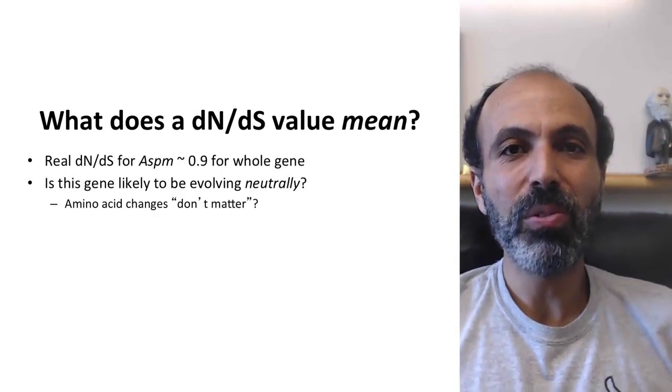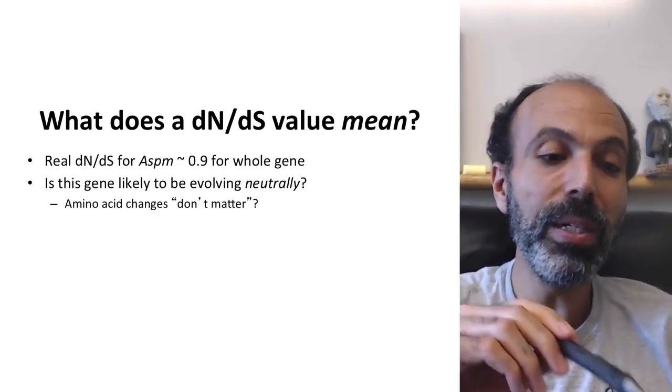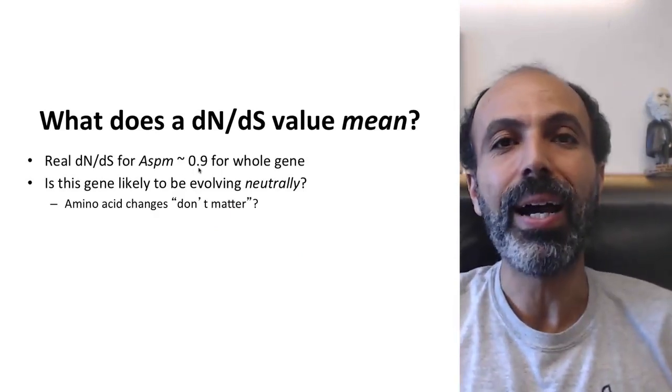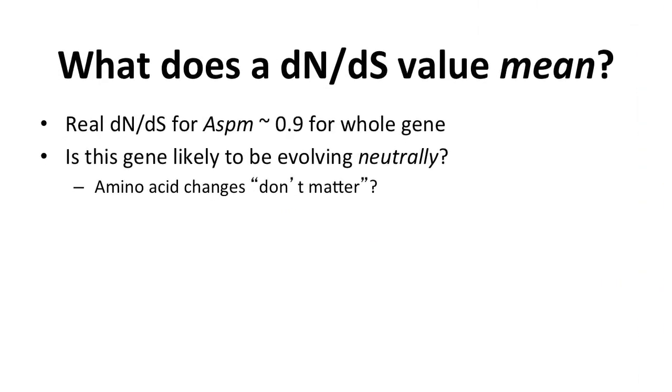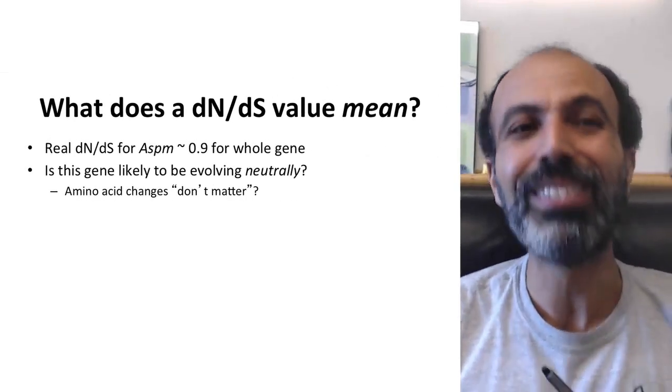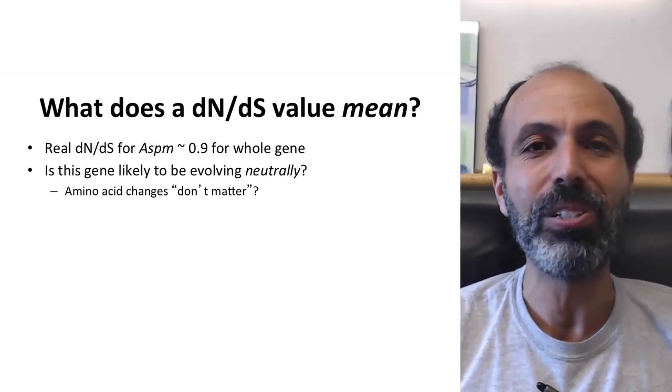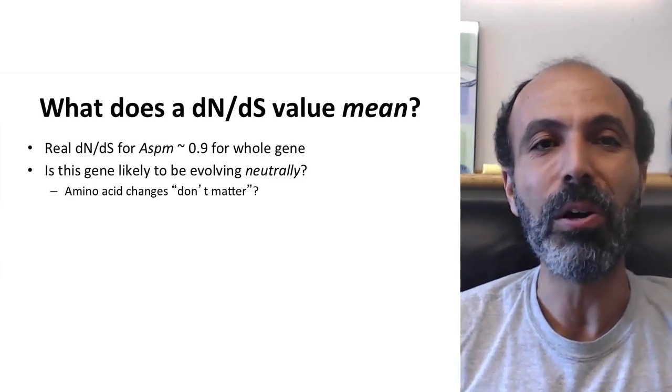And this comes back to the question of what a dN/dS value really means. The real dN/dS for ASPM is actually 0.9, so that 1 was actually not too far off. So is it likely this gene is actually evolving neutrally? This gene that affects brain size in humans, is it very likely that any amino acid change to this gene has no fitness effect whatsoever? You can change it in any way, shape, or form. No, it's really very unlikely that any amino acid change there doesn't matter.